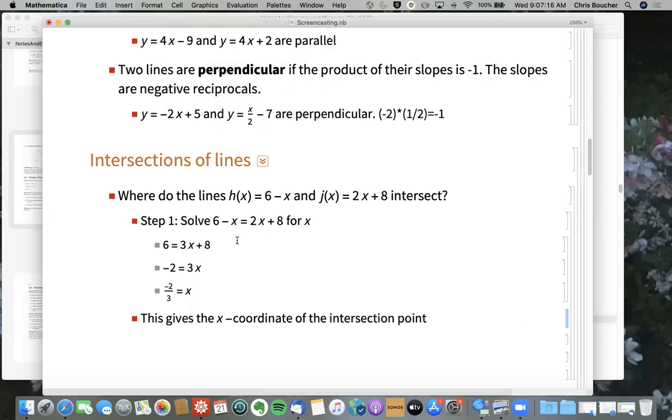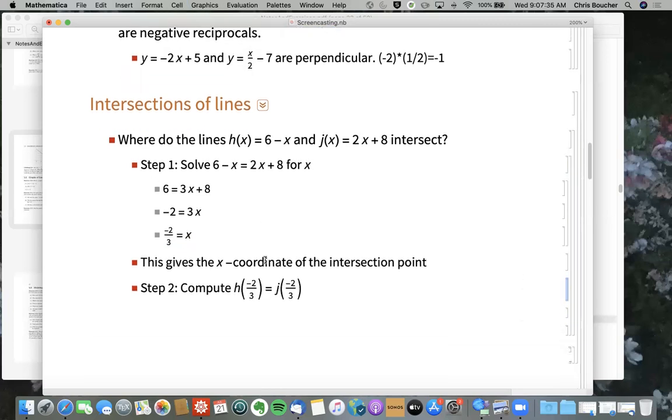A point of intersection has two coordinates. This is the x coordinate. How do I find the y coordinate? Well, the y coordinate is going to be the same on either function. So all I have to do is take this x coordinate and plug it into either one of these functions to get the y coordinate. So pick whichever one looks easier. I guess I thought h was easy. So here I'm just pointing out that it doesn't matter, right? You can plug into either function and you'll get the same y value. And you can check this actually as an exercise.